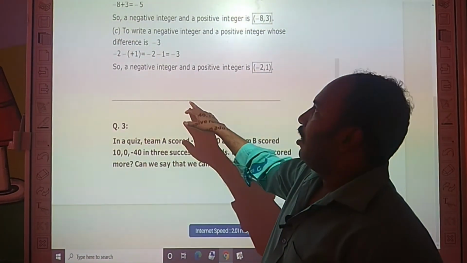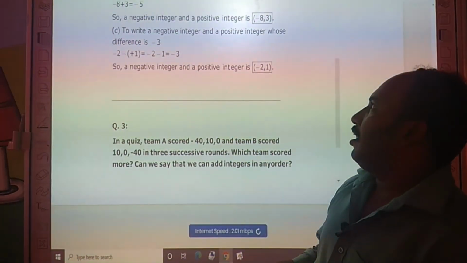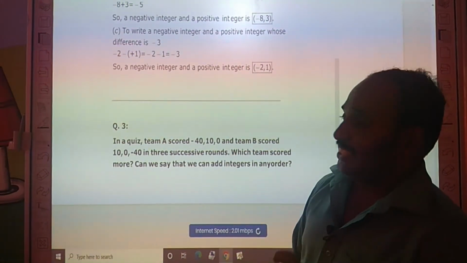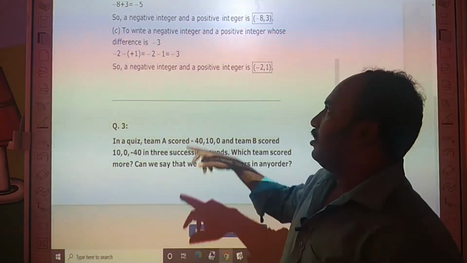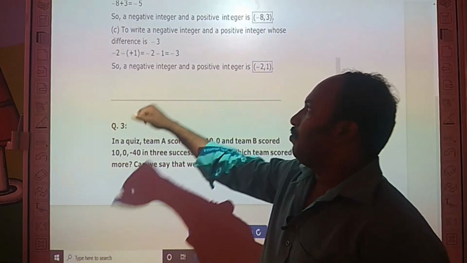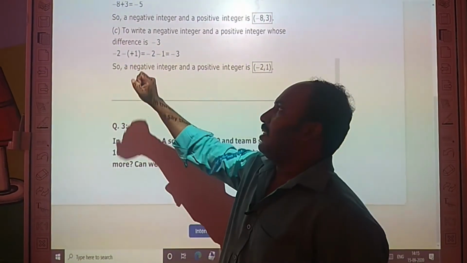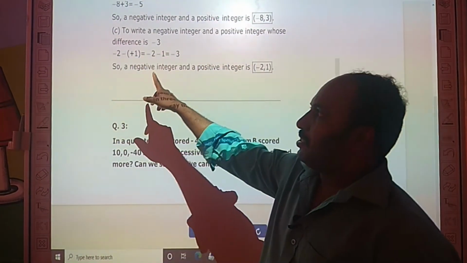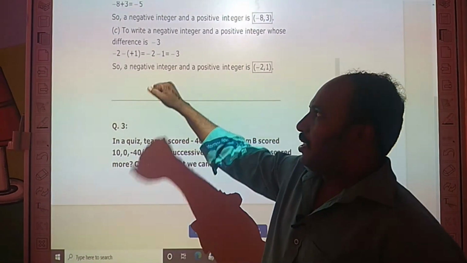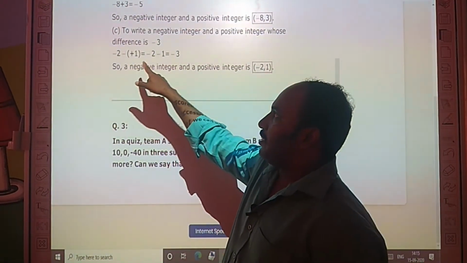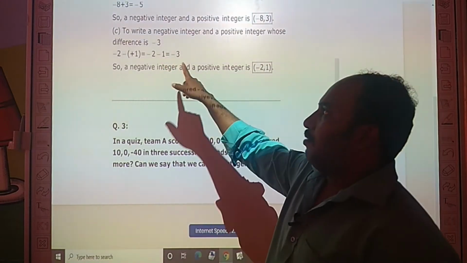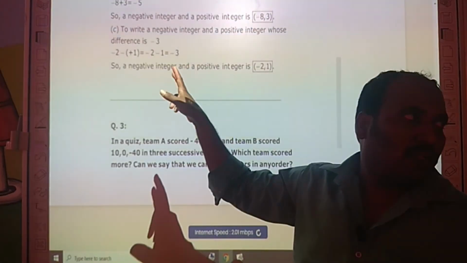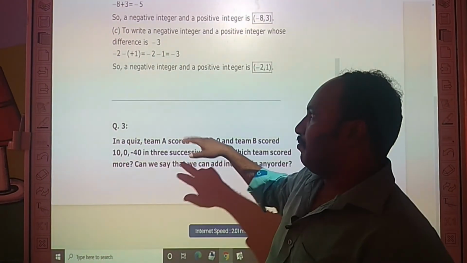Then C: a negative integer and a positive integer whose difference we want. So the negative integer is minus 2. Then difference means minus, and the other number is a positive integer, plus 1. So minus 2 minus plus 1, which is minus 1. Minus 2 minus 1 is equal to minus 3.